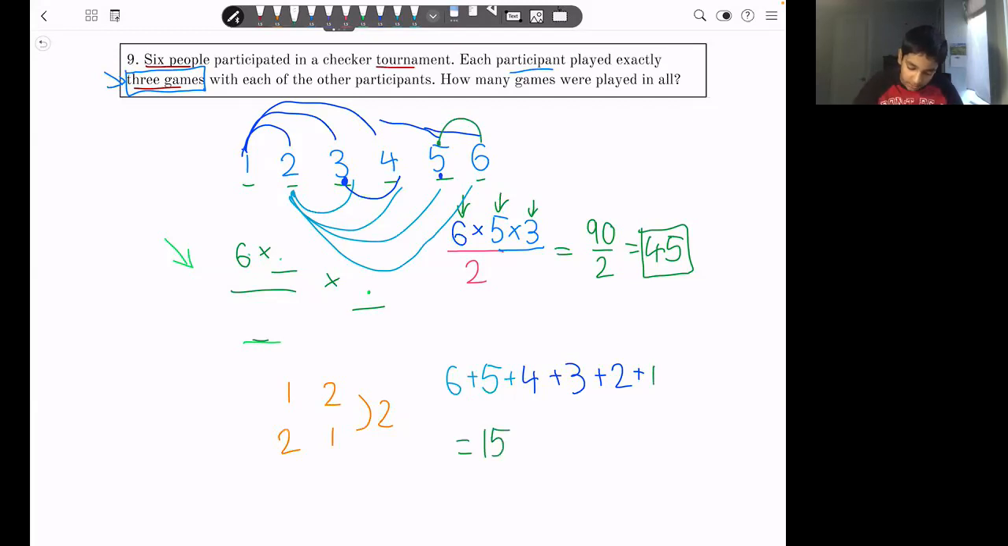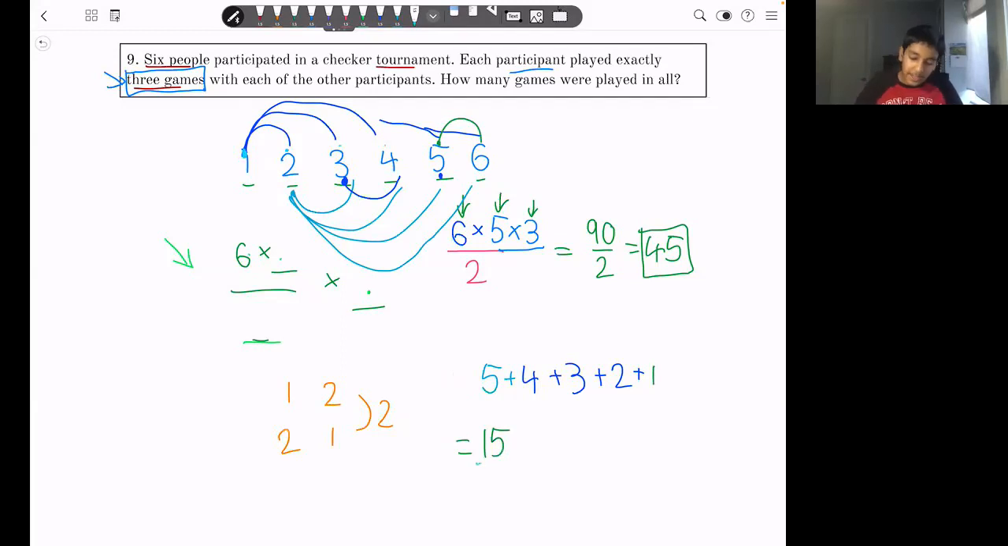Sorry, it should not be that. It should be 5 plus 4 plus 3 plus 2 plus 1. I don't know why I included a 6 there. It should be 5 because person 1 plays with 5 other people first, not 6 other people. And then it keeps reducing. 2 plays with 3, 4, 5, and 6, but it doesn't play with 1 since we already counted that. So it's 5 plus 4 plus 3 plus 2 plus 1, which is 15.